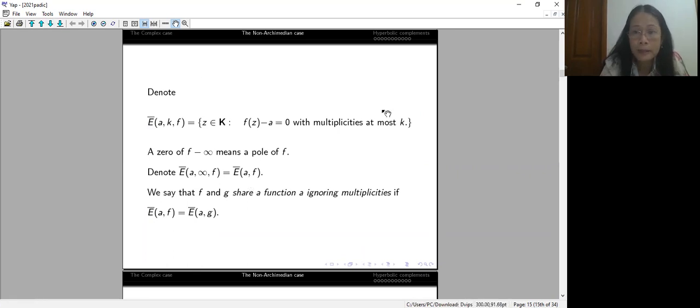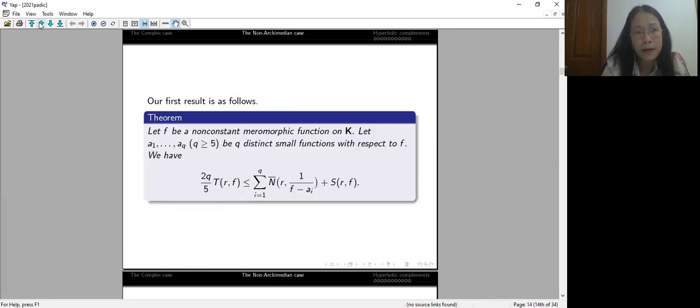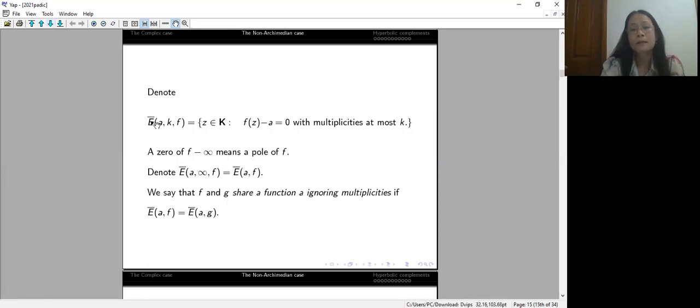And from this, in the linear theory, whenever you have a second main theorem, then we will have an application where we can find out about the uniqueness problem. What is the uniqueness problem? So we consider E_k(a, f). Here f is a meromorphic function, k is an integer, and a is a p-adic number. And then we consider the zeros of f minus a with multiplicity at most k.